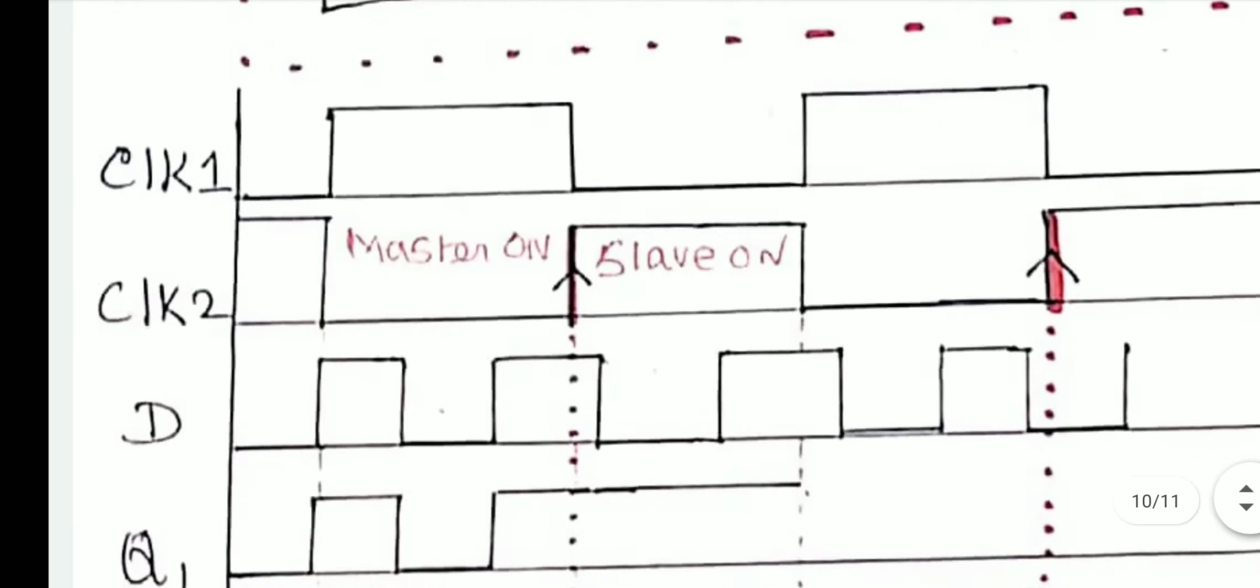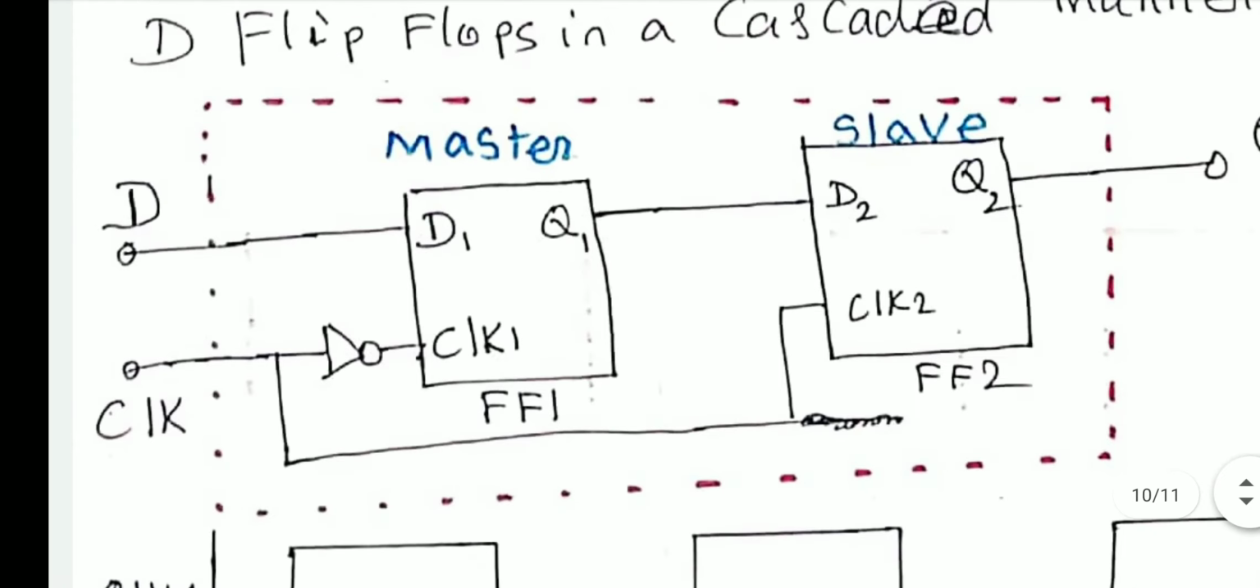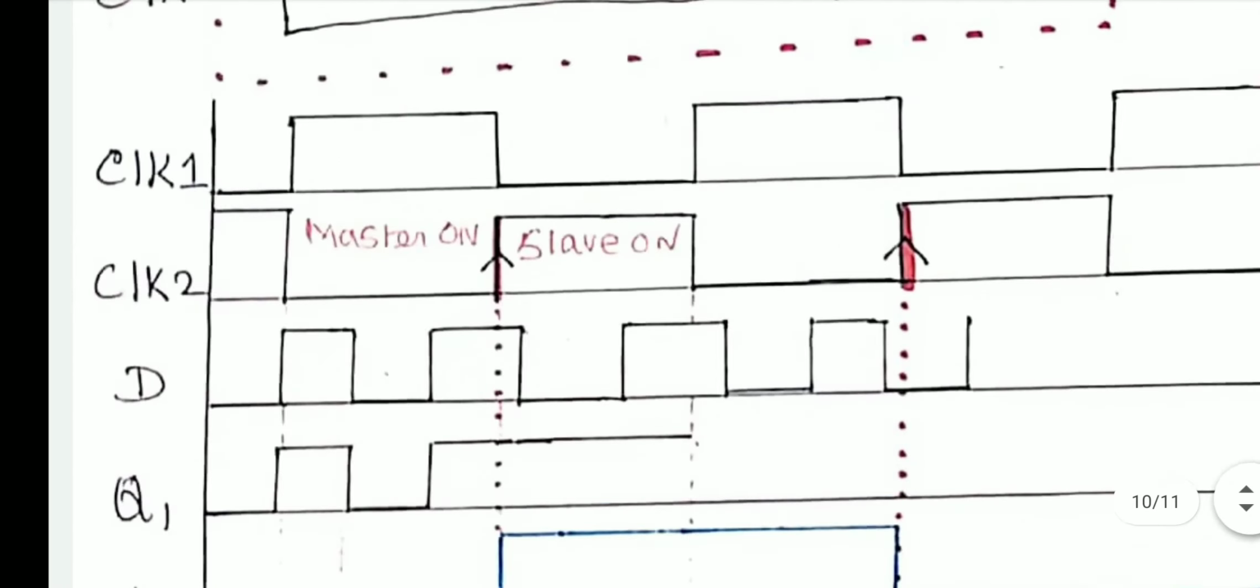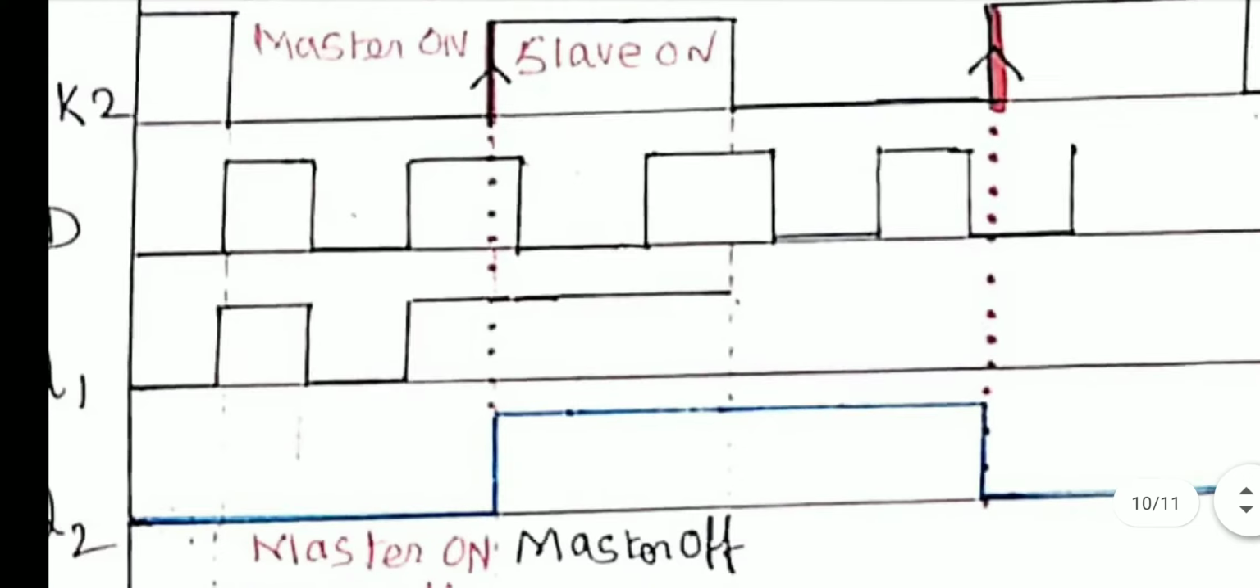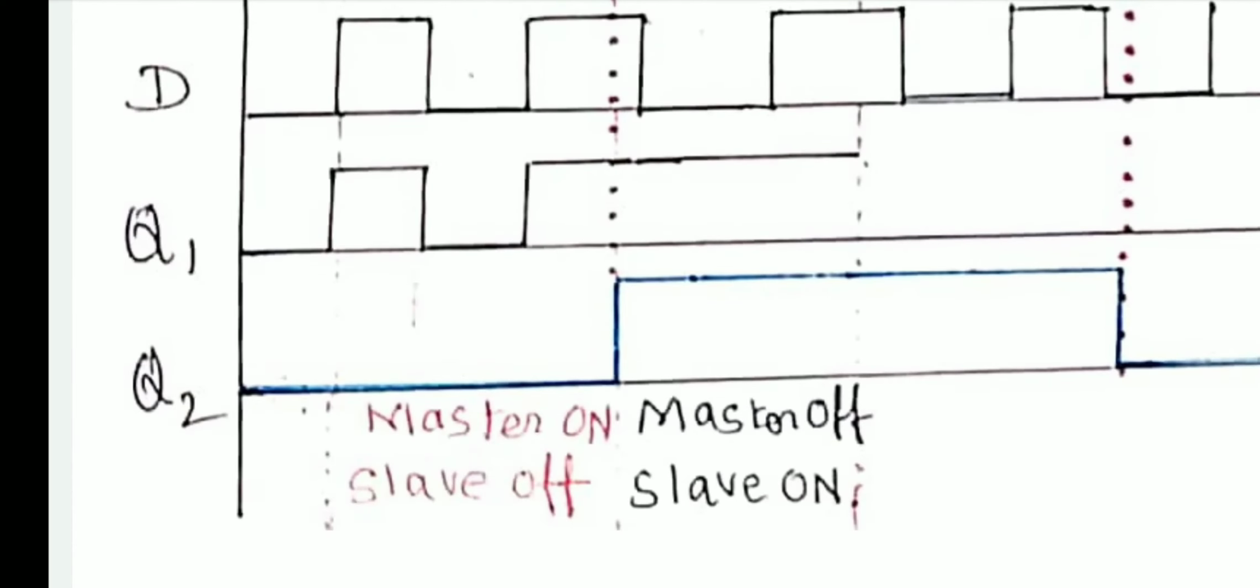And let the D input be like this. D input 0 1 0 1 0 1 0 1. We are giving zeros and ones alternatively at the D input. What about Q1? Before that, you have to understand very clearly.